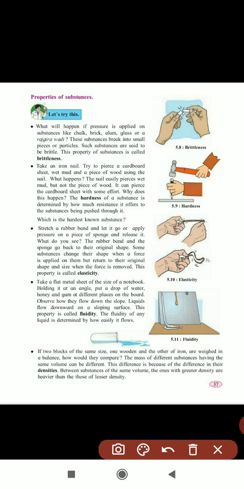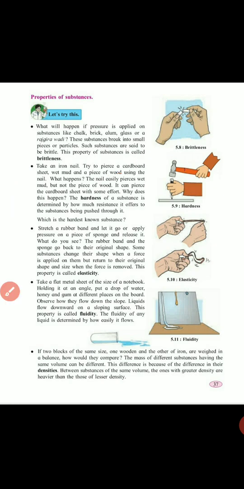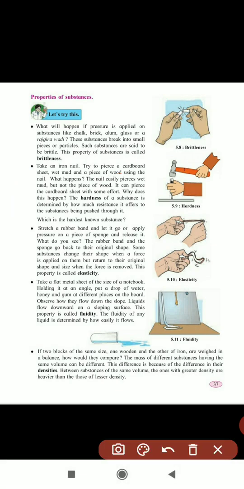Yes children. Next, take an iron nail and try to pierce a cardboard sheet, wet mud, or a piece of wood using the nail. What do you have to take first? Card sheet, wet mud and wood. What happens? The nail easily pierces into mud but not into the piece of wood. Why does this happen? Because wood is a hard substance.